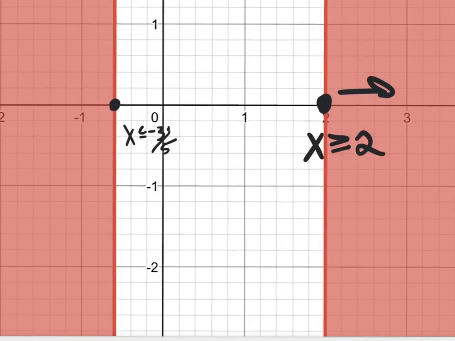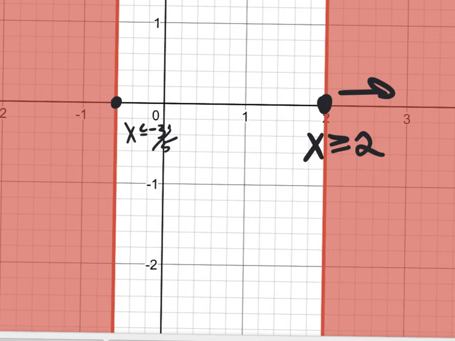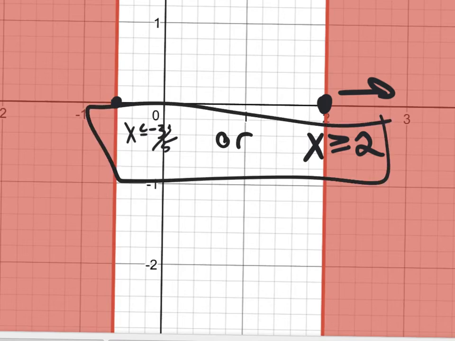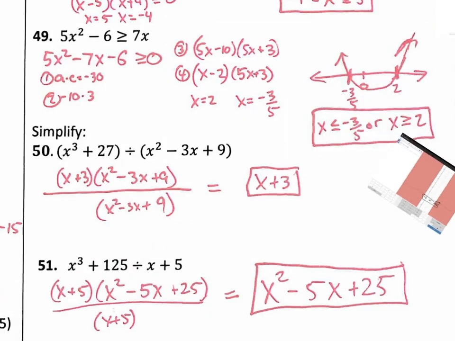So you have those two inequalities, and because the areas are apart, you simply put the word or between them, and there's your answer. X is less than or equal to -3/5, or x is greater than or equal to 2. I mean, you didn't do any work, you just typed it in, and you got that answer.